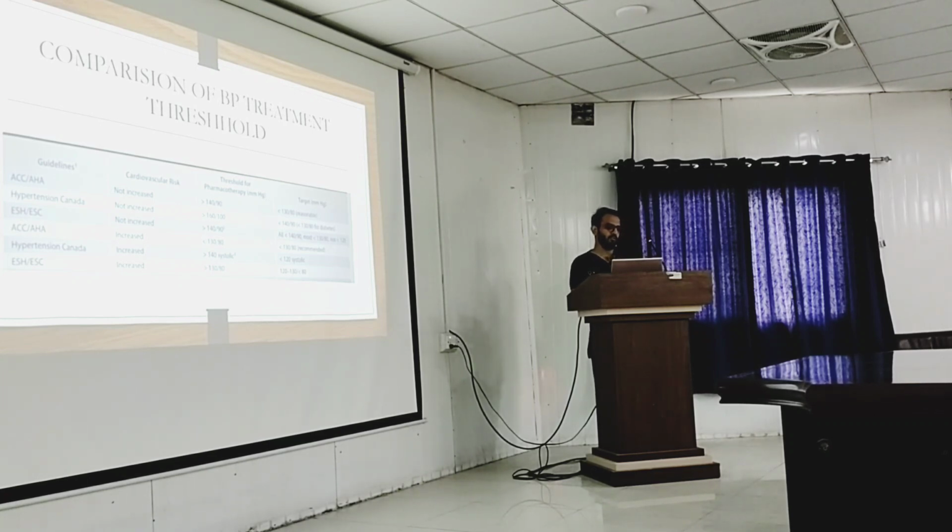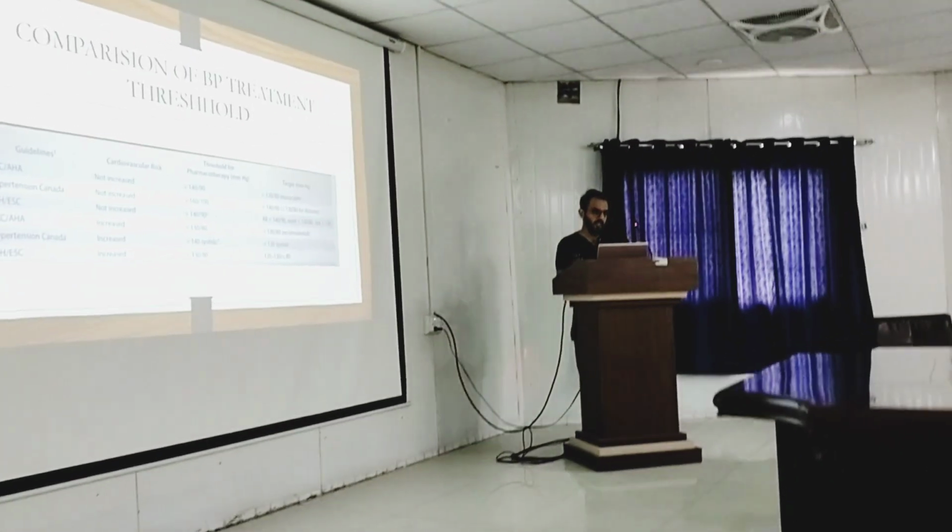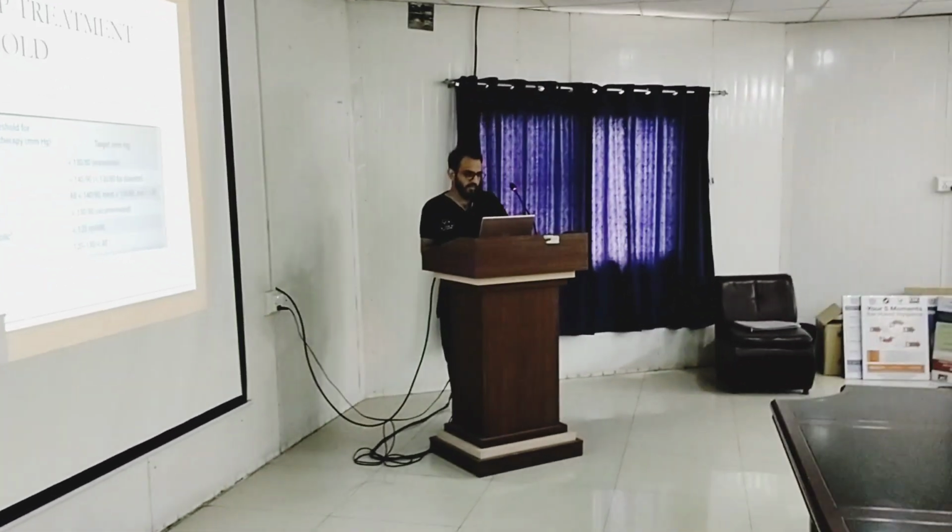In the American Heart Association guidelines, if there is increased cardiovascular risk, then the threshold will be more than 130 by 80, and the target will be less than 130 by 80. For Hypertension Canada, if cardiovascular risk is increased, then the threshold for pharmacotherapy will be more than 140 systolic, and the target will be less than 120 systolic. And for the European Society of Cardiology, if cardiovascular risk is increased, then the threshold for pharmacotherapy will be more than 130 by 80, and the target will be 120 to 130 systolic and less than 80 diastolic.